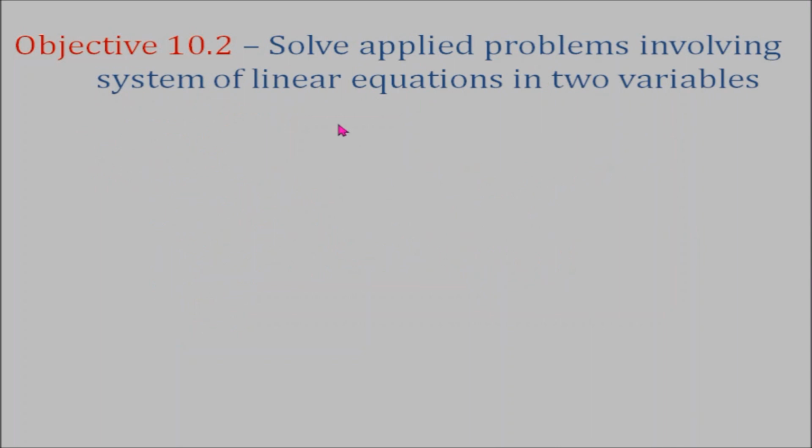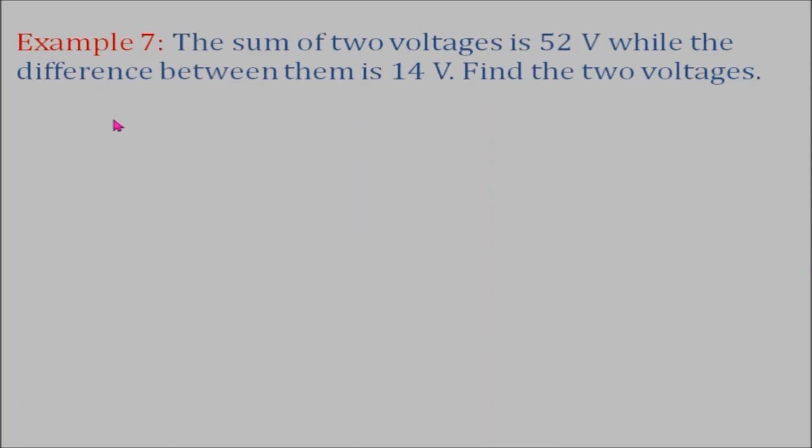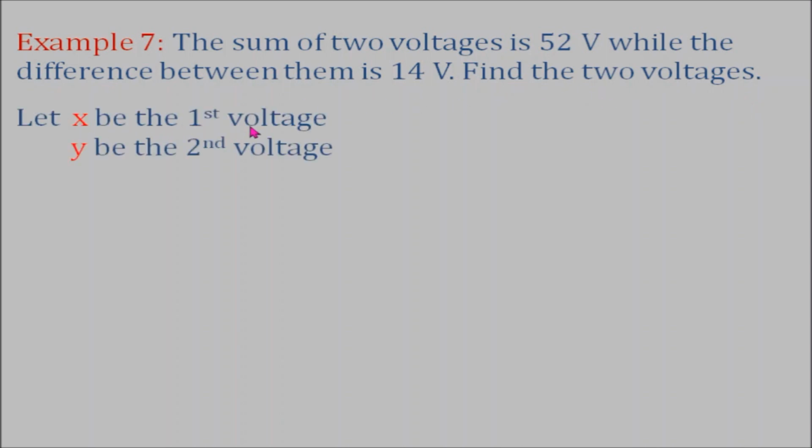Objective number 2. Solve applied problems involving system of linear equations in two variables. Example number 7. The sum of two voltages is 52V, while the difference between them is 14V. Find the two voltages. So let X be the first voltage and Y be the second voltage. The sum of two voltages is 52, means X plus Y equals 52, while the difference between them is 14, means X minus Y equals 14.